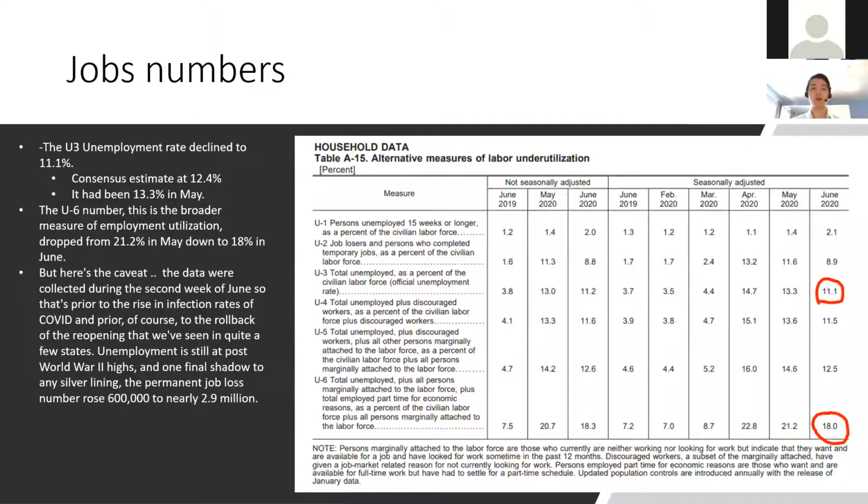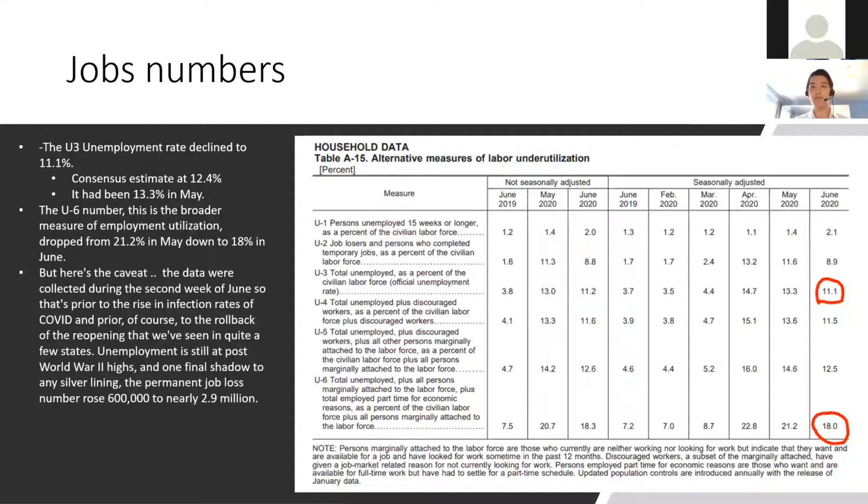Next is jobs. On the whole, with a short-term view, very good, beating the consensus estimates. U3, which is the official unemployment rate, came in strong at 11.1%, beating the consensus estimate, which was 12.4%. By the way, if you want to get all this data, just head over to Forex Factory, and they have a nice tabulated form which links to the BLS source document.